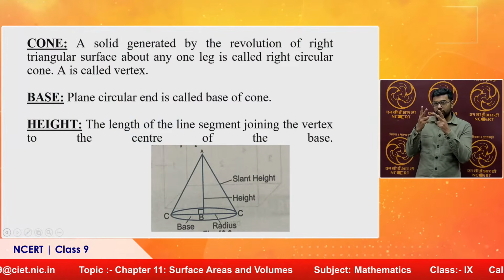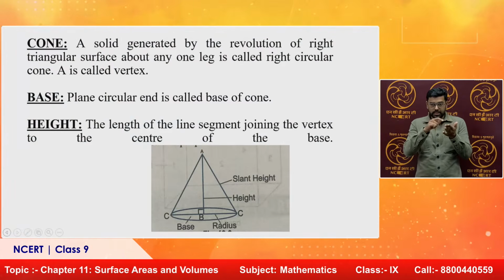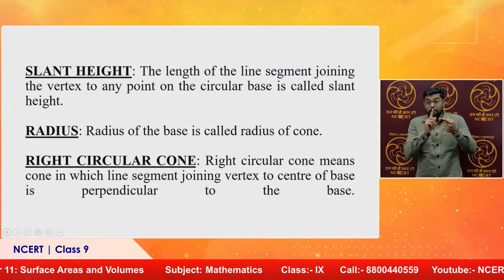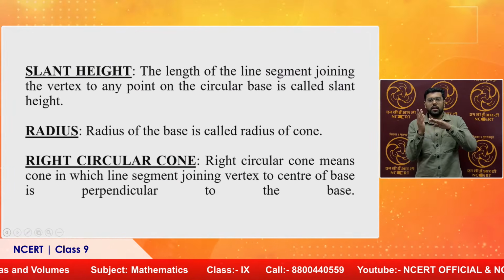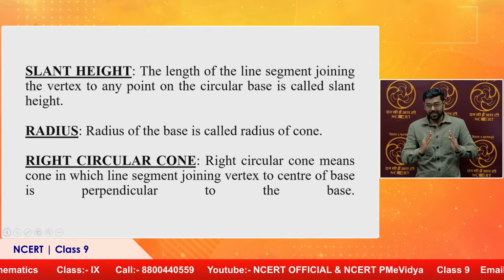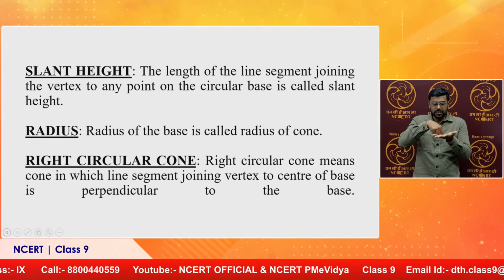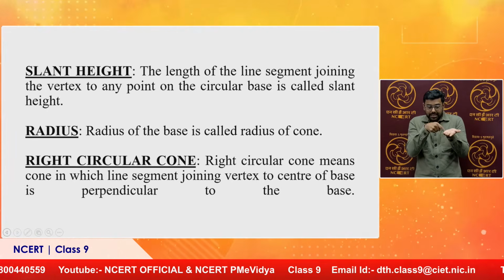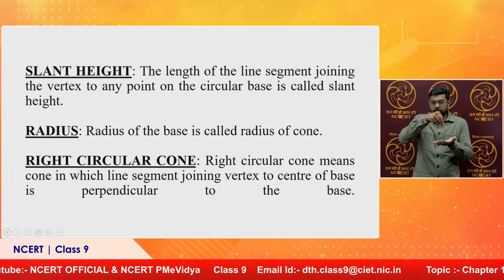As you can see, Tanvi, in the picture, we have marked the radius and height, and it has a slant height also. What is the definition, children? The length of the line segment joining the vertex to any point on the circular base is called slant height. So, a cone has two heights. One is the plane height, that is perpendicular to the base, and the other is slant height, which is the length of the line segment joining the vertex to any point on the circular base.